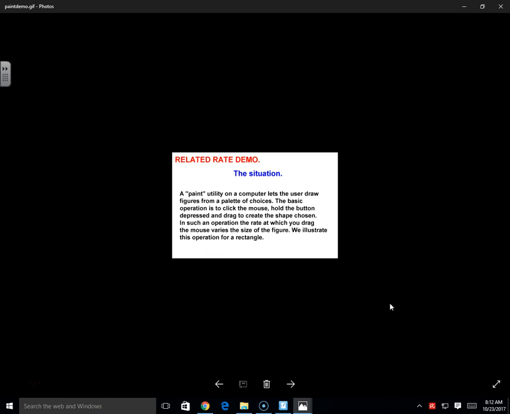A paint utility on a computer lets the user draw figures from a palette of choices. The basic operation is to click the mouse, hold the button depressed, and drag to create the shape chosen. So you're clicking and dragging. Oh, it's like in the paint program, and not actually paint.